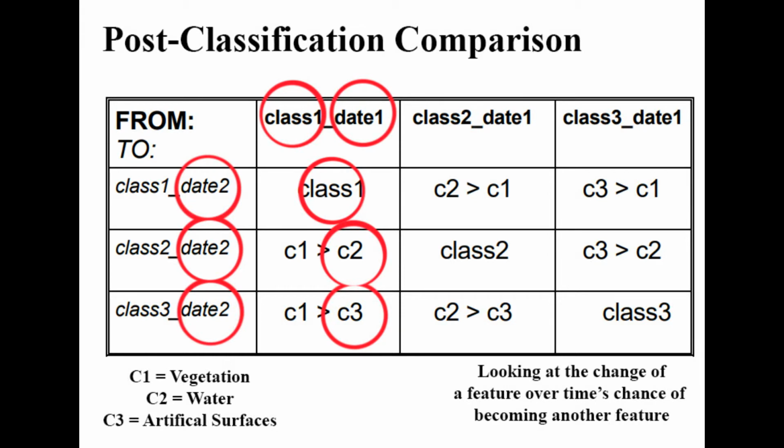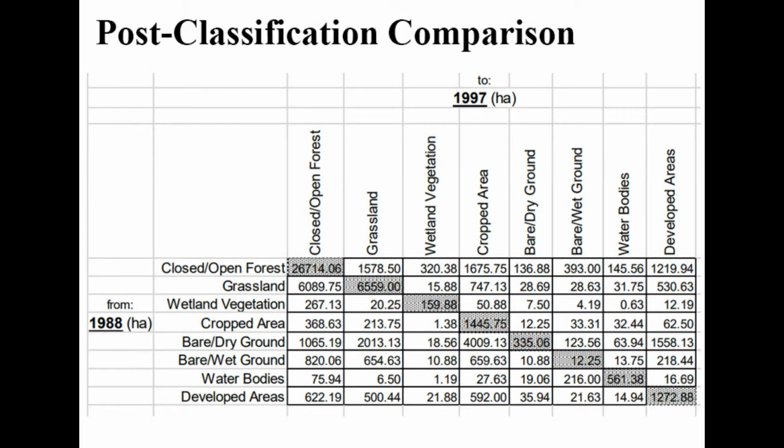And so here's an example of what that would look like. You have grassland and closed open forest in 1988. So that's how much data might become the exact same thing, which appears in gray in the top left cell, or how much of it might have become grassland in 1997, in hectares.